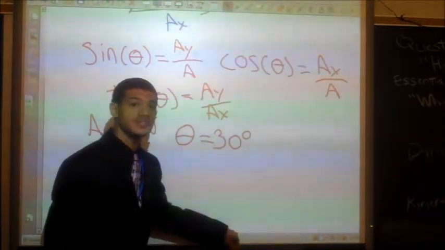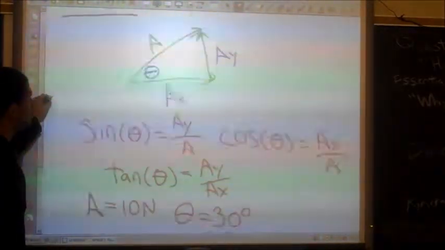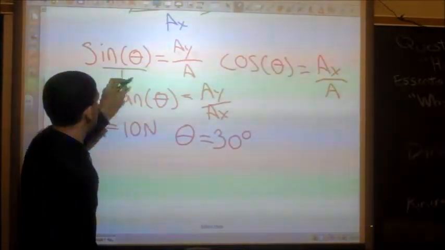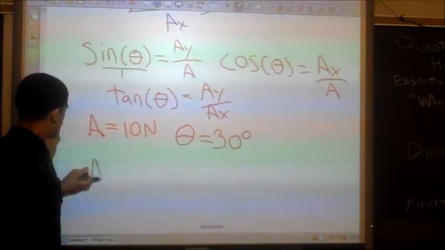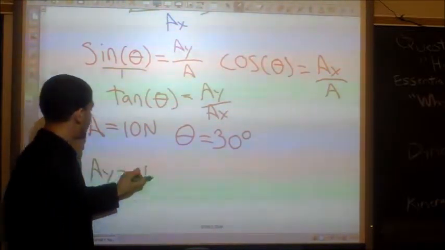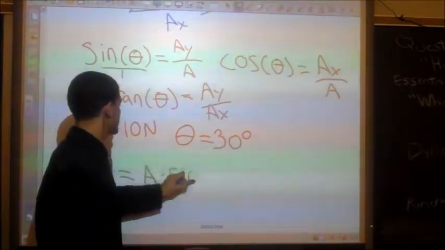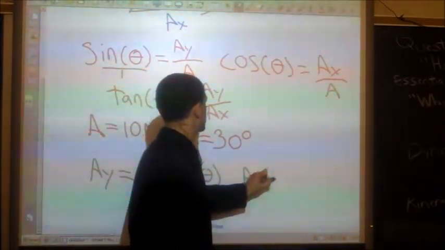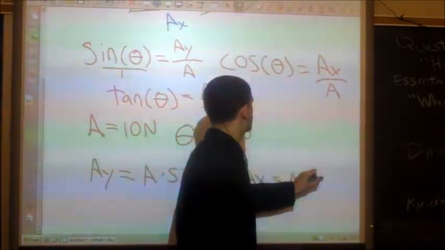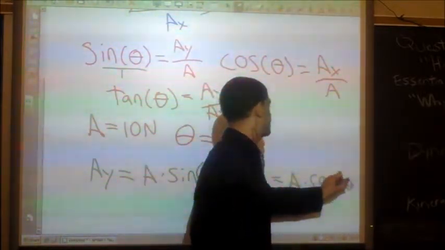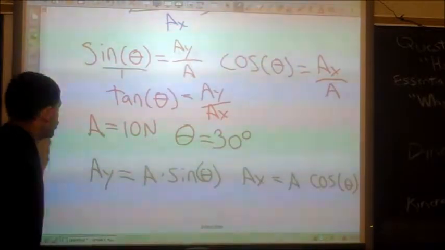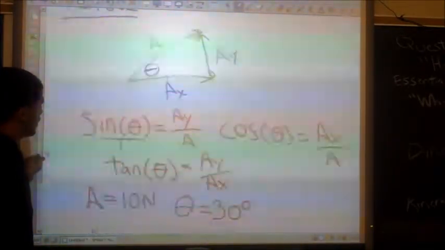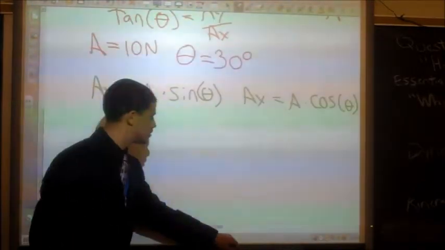Something I forgot to mention: we can simplify this triangle by just cross multiplying, so that A of y equals A times sine of theta, and A of x equals A times cosine of theta. That will help us in a second. In order to find A of y, I've been given A and I've been given theta, so we can plug them right into this equation.